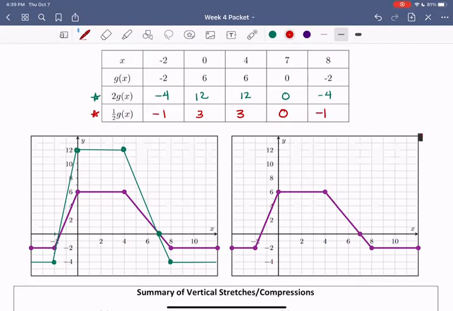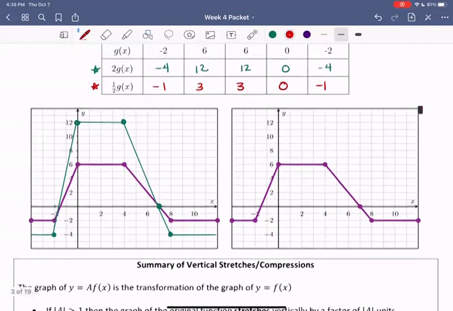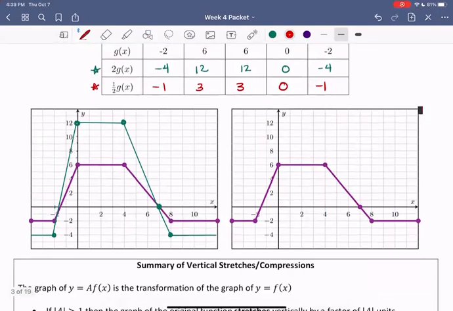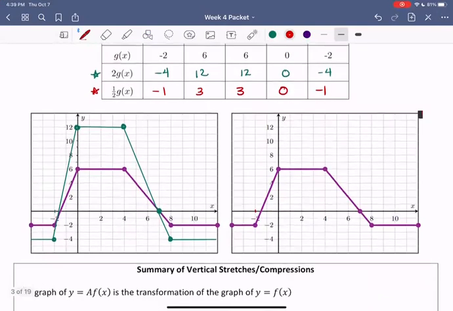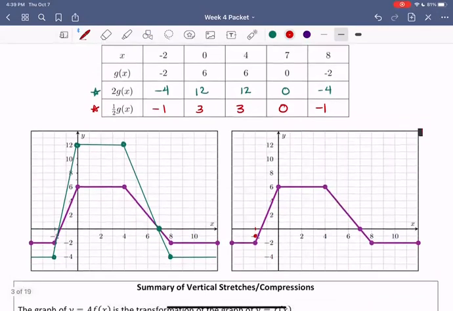Now let's, on the next set of axes, plot the function 1/2 times g of x. When my input is x equals -2, my output would be -1. When x is 0, my output is 3. When x is 4, my output is again 3. Here I'm just reading inputs here, outputs here. When input is 7, I had 0, I again get 0. And when my input is 8, I get -1. Now we can connect our dots to form our graph.